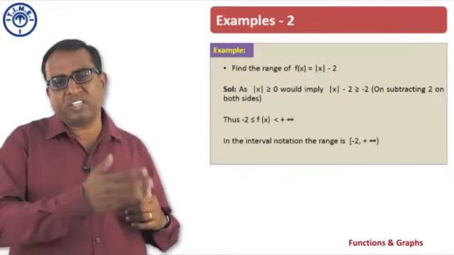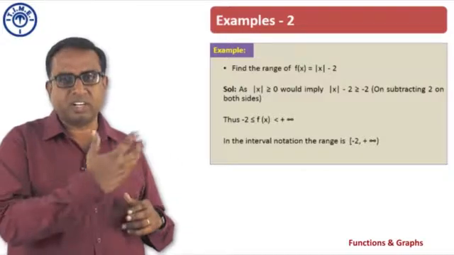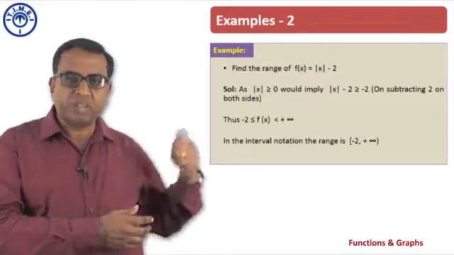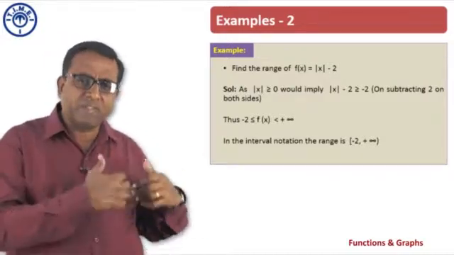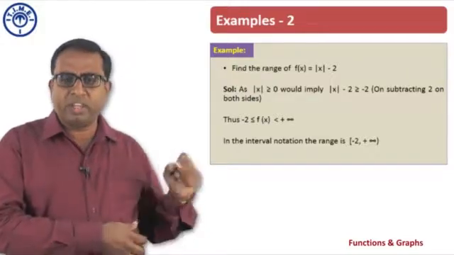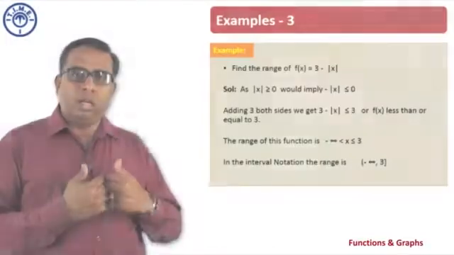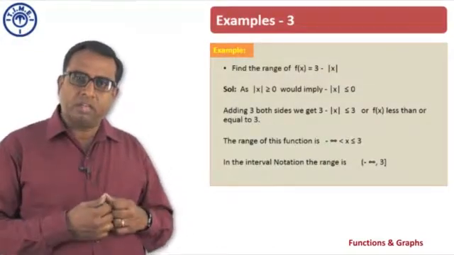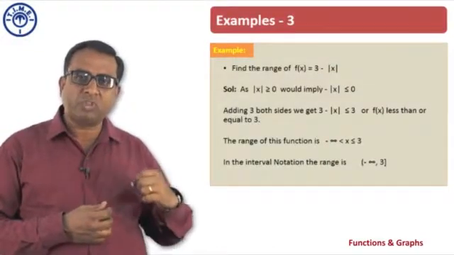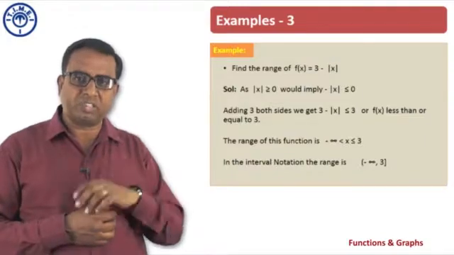Now minus 2 less than or equal to f of x less than infinity is the range of this function. The same thing when you put across in interval notation, it is negative 2 onwards to infinity, negative 2 being included. Let's take another variety. Suppose f of x is 3 minus mod x. We are asked to find the range of this.